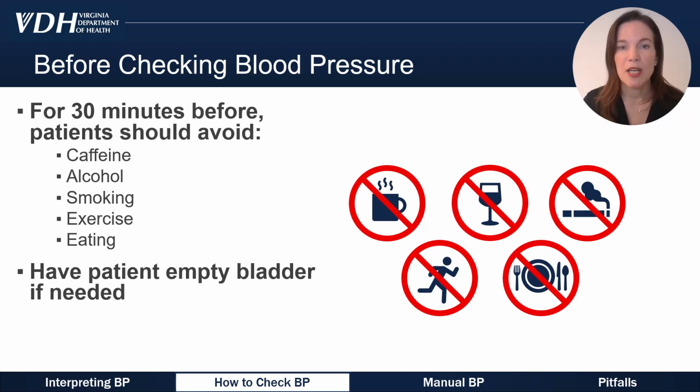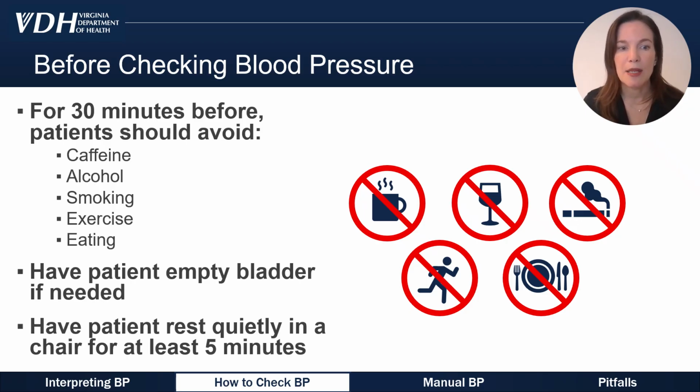You should have the patient empty their bladder if needed. A full bladder can add up to 10 points to the systolic blood pressure. And it's also very important to have a patient rest quietly in a chair for at least 5 minutes before their blood pressure is checked. Skipping this step can add 10 to 20 points to a systolic blood pressure.